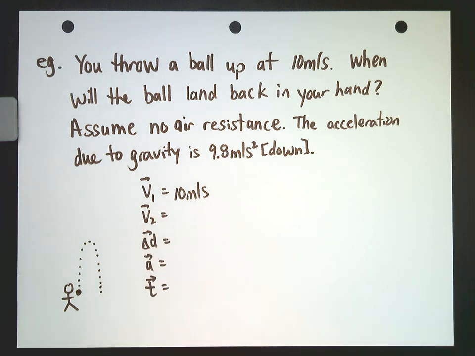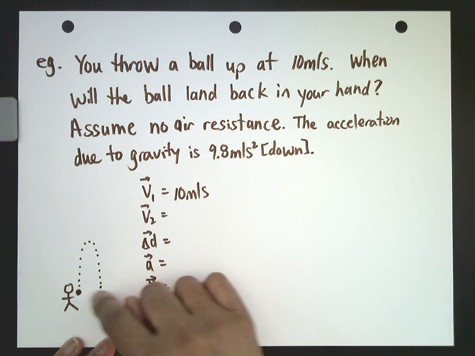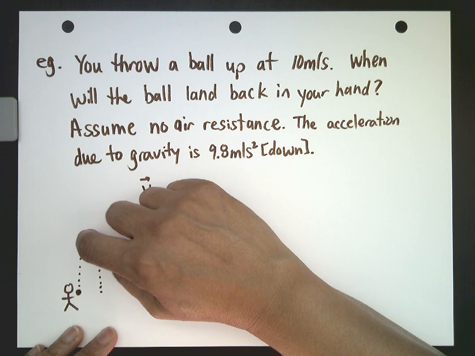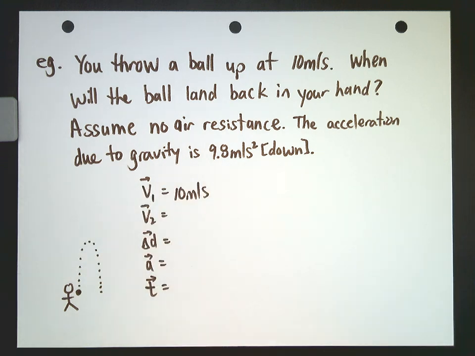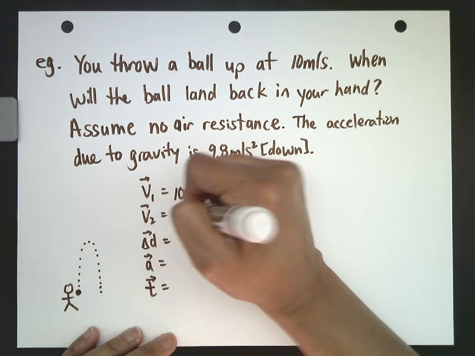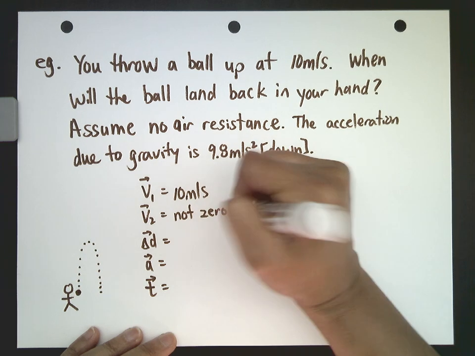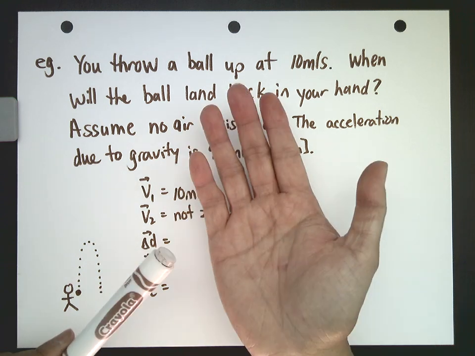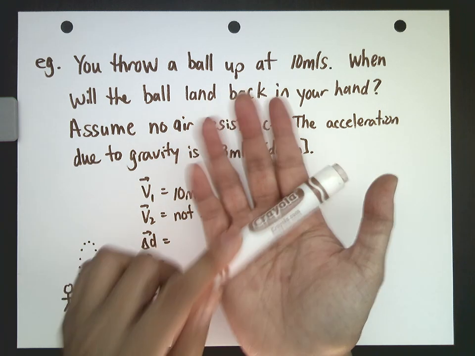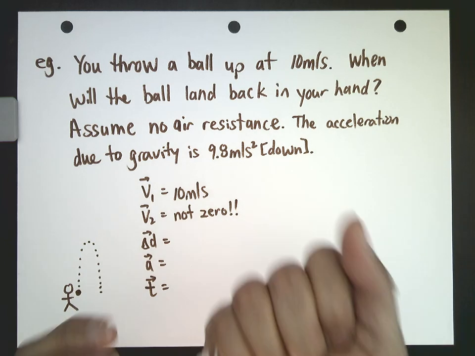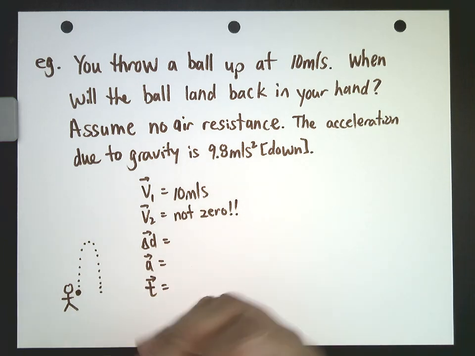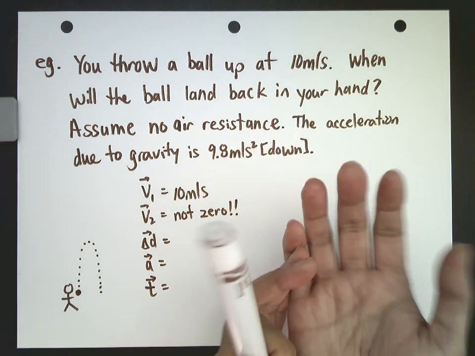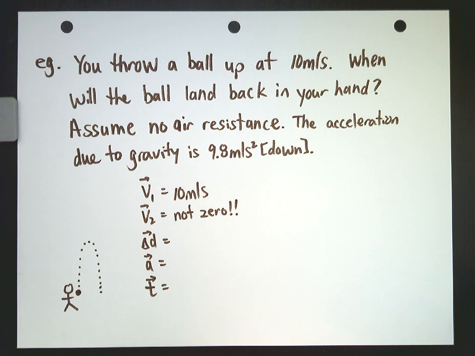All right. Now V2, when it comes back down, it's going to land in your hand. We do not want V2 up here. This V2 is actually not zero. This is really, really important, because when the ball lands in your hand, it has a certain speed. Then your hand stops it from moving. Again, that detail we're going to learn about pushing the ball up to throw it or catching the ball. That will be in the dynamics unit.